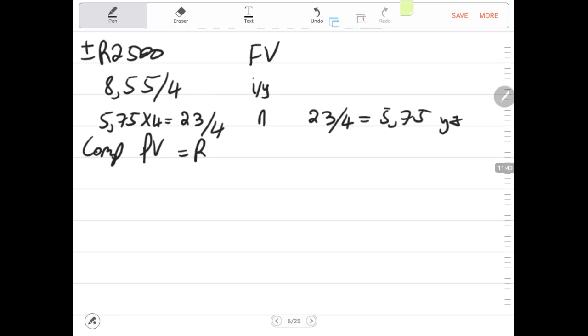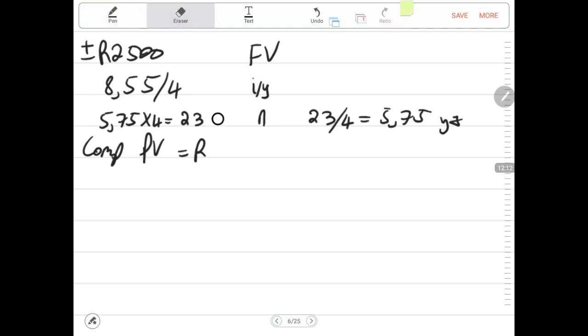But please be reminded to clear your calculator all the time, where you say second function alpha 0, 0. Then after that we say plus minus 2500 FV. Then I will say 8.55 interest. Then you say 23 N. Remember, if you want, you can say 5.75 times 4, then you say N, or you can just say 23 N.